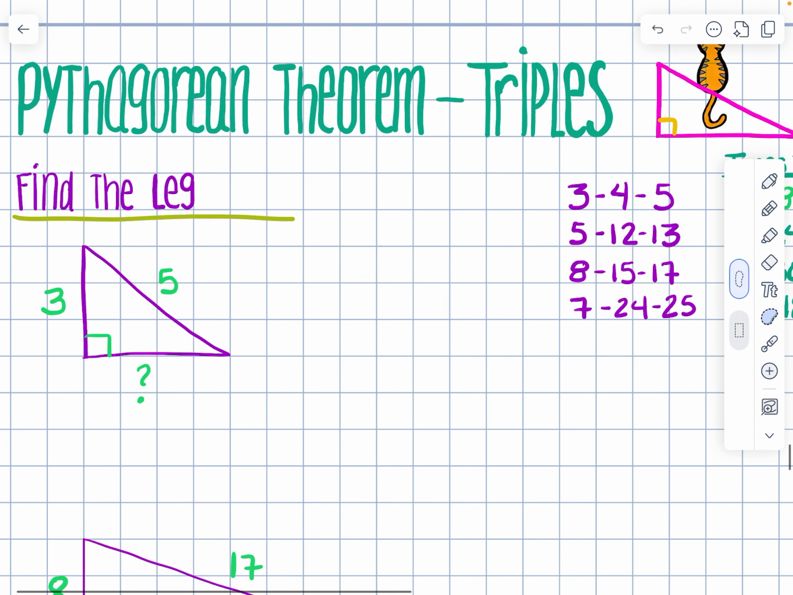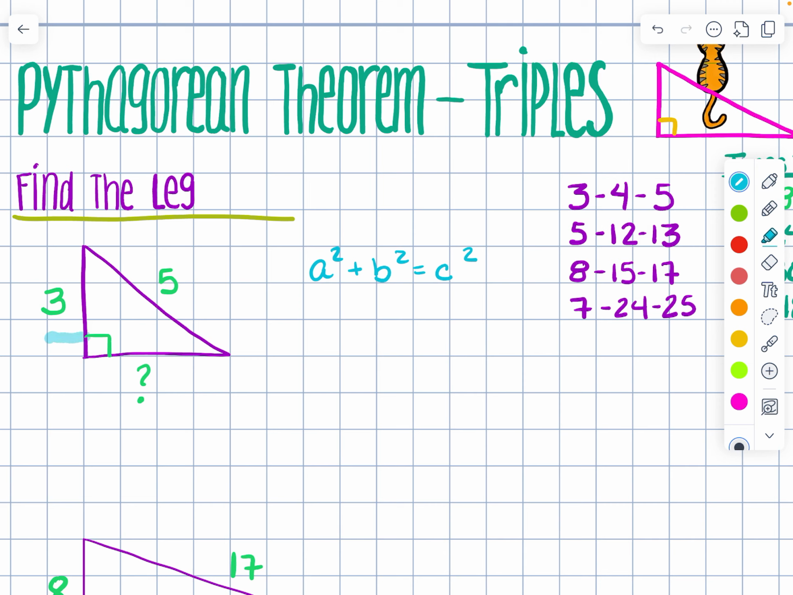The first thing that I like to do is write out the Pythagorean theorem. It gives me a good starting point for what I want to do. So a squared plus b squared equals c squared. Well, that asks the question, what is a, b, and c? So let's figure that out.